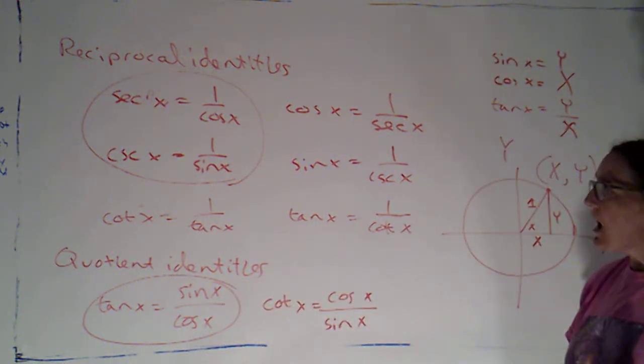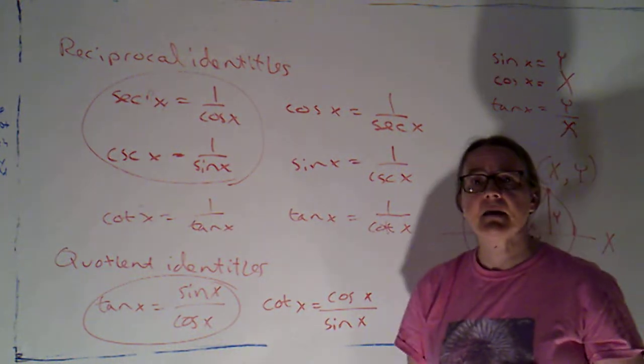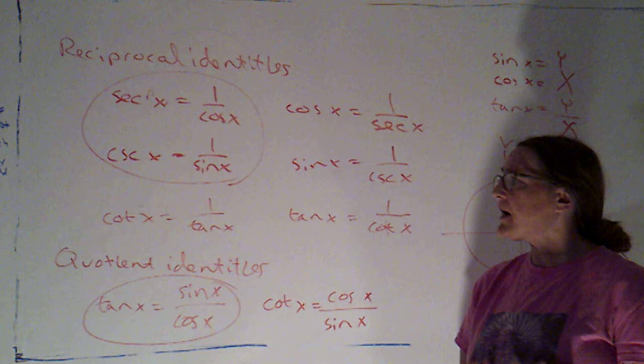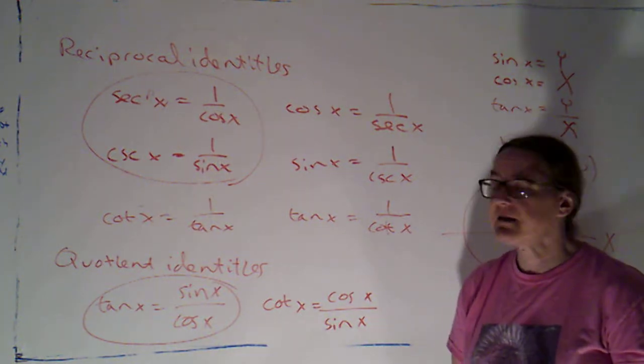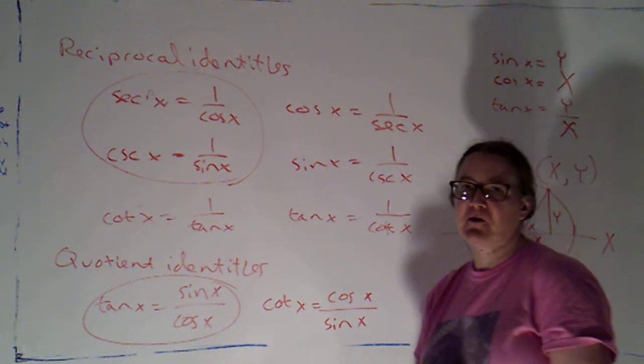Okay. All right, so we've got a bunch of other fundamental identities. I'm going to stop this video here. We've got two more types of fundamental identities, which are the Pythagorean identities and the even-odd identities. We'll talk about those in the next video.